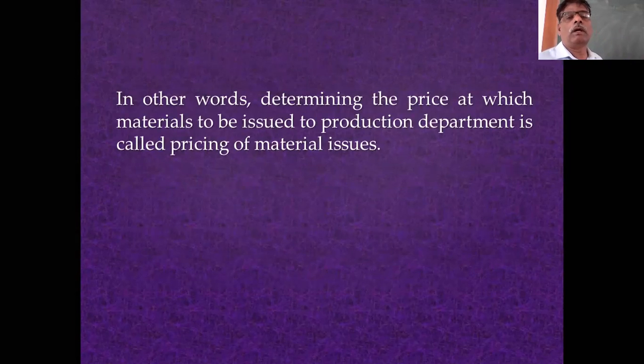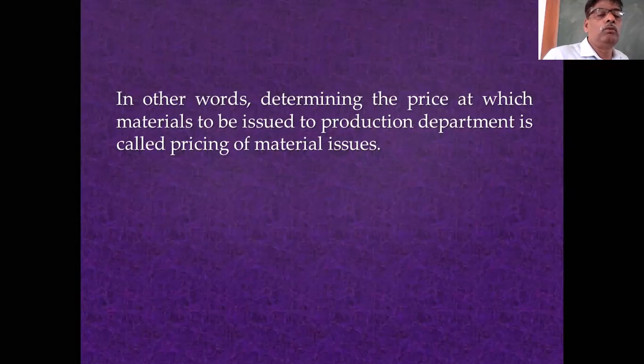In other words, determining the price at which materials are to be issued. Determining the price at which material to be issued to the production department is called pricing of material issue. You remember these 3 lines for 2 marks. What is pricing of material issue? Determining the price at which material to be issued to the production department is called pricing of material issue.